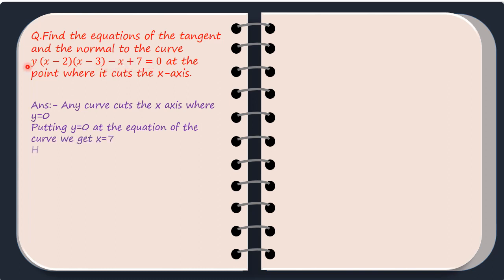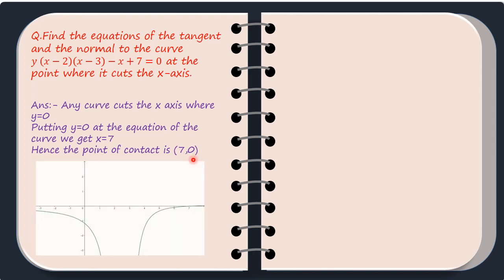So if we put y equal to 0 here, what will we find? x is equal to 7. So I find the point, that is 7, 0. So I need to find the equation of tangent and normal at the point 7, 0. So here is the graph of this equation. If you check this graph, it touches the x-axis at the point 7, 0. Now what you have to find is the equation of the tangent and normal, which is very easy.